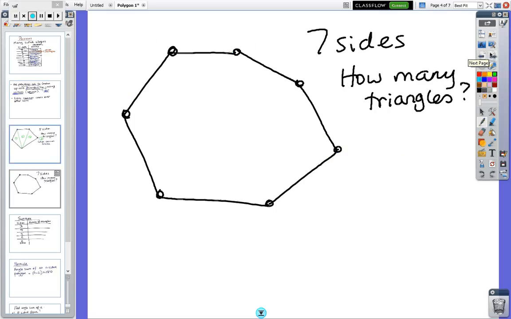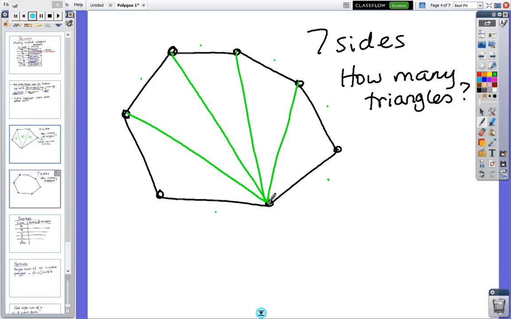Okay, next one we've got 7 sides. 1, 2, 3, 4, 5, 6, 7. So we've got 7 sides. Do the same thing. See how many triangles you can make. So pause, and when you're ready, come back live. Okay, 1, 2. Okay, so I've got 1, 2, 3, 4, 5. So I've got 5 triangles. So we've got 2 results so far. Let's come across when you're ready.